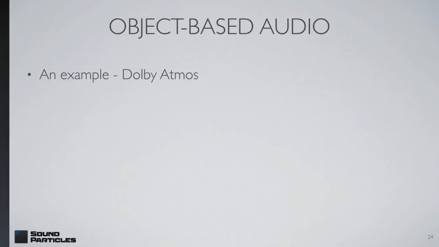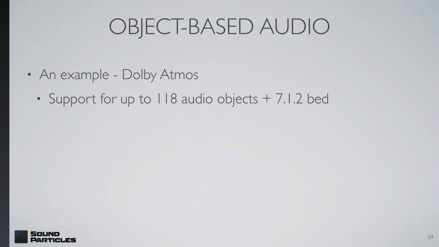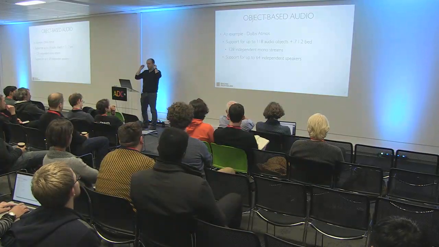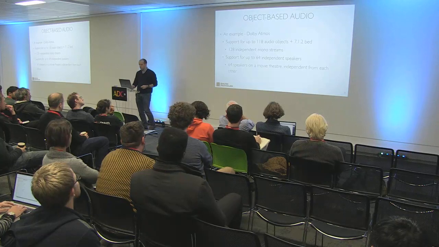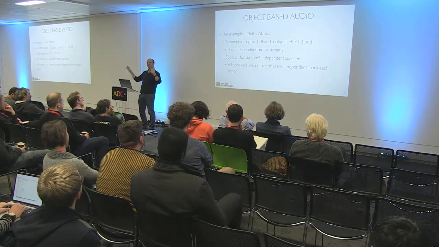An example for people to understand a little more. Dolby Atmos is the best known one. Essentially, it has support for 118 audio objects plus a 9.1 bed, which means that if you have a movie in Dolby Atmos, essentially you can send up to 128 audio streams independently to the movie theater, and then in the movie theater you are going to render those channels for the speakers. Also, Dolby Atmos supports up to 64 independent speakers, so essentially you can have a movie theater with up to 64 independent speakers, which means that each speaker will be completely independent from all the other speakers.